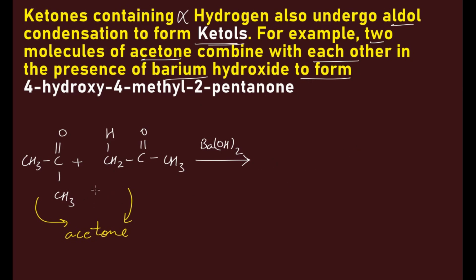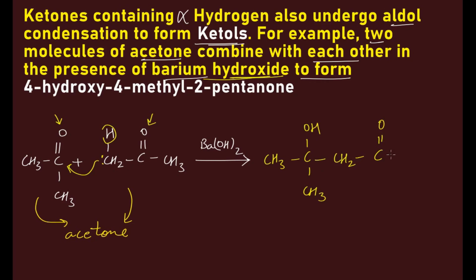Just like the previous one, this will be converted to alcohol and this will be your ketone as it is. Just like the previous one, some base will be there which will take out the hydrogen. In this case, what we have is barium hydroxide. It will take out hydrogen, create a nucleophile. This nucleophile will then attack this carbon and make alcohol. Right? So the final product will be like this: CH3, C, OH, CH3, CH2, C double bond O, CH3.